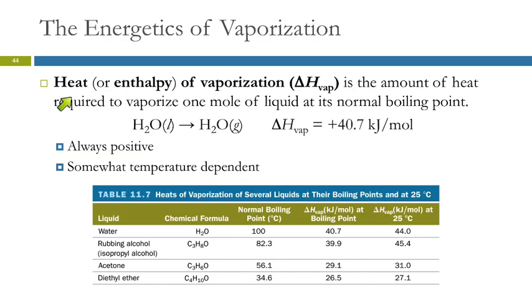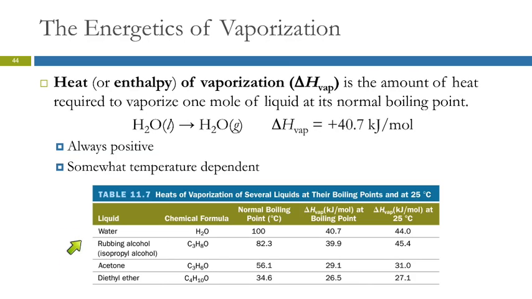So what we call the heat of vaporization, or enthalpy of vaporization, we represent as delta H vap, because we're talking about a change in enthalpy. This is the amount of heat needed to vaporize 1 mole of liquid at its normal boiling point. So for water, 1 mole of water from the liquid to the gas state requires that you put in 40.7 kilojoules of energy. So heat of vaporization is always a positive number because it's always an endothermic process. It depends on temperature a little bit, but not a whole bunch.